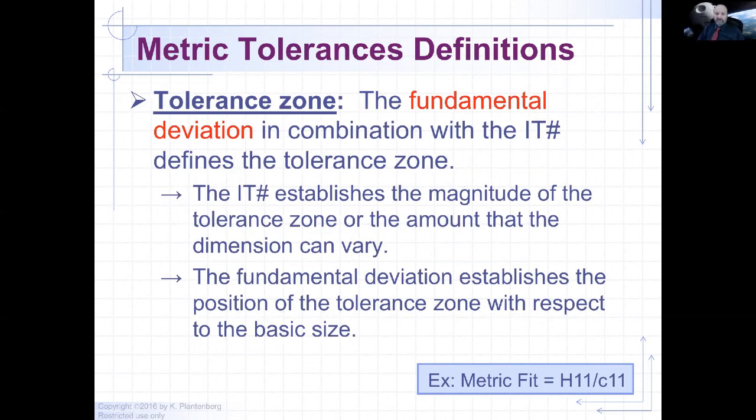Then there's the fundamental deviation, which, when taken in combination with the IT number, defines the tolerance zone. Now the arrows are pointing to the fundamental deviation. So the tolerance zone would be H11 for the hole, and C11 for the shaft. The capital letters are for holes and the small letters are for shafts.